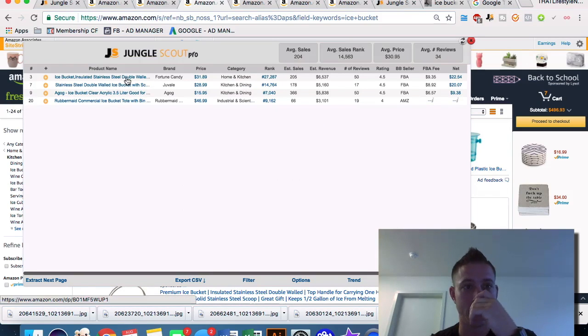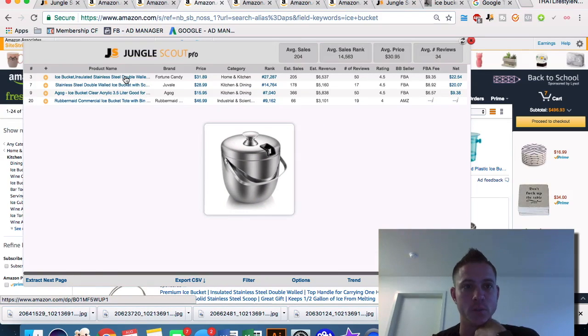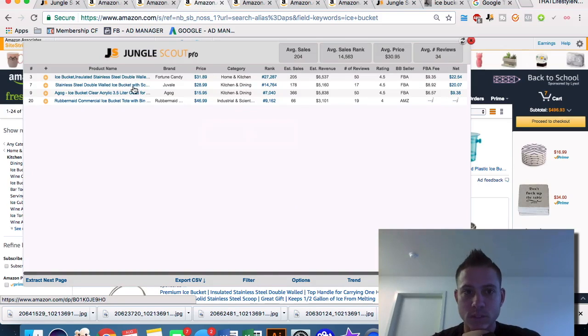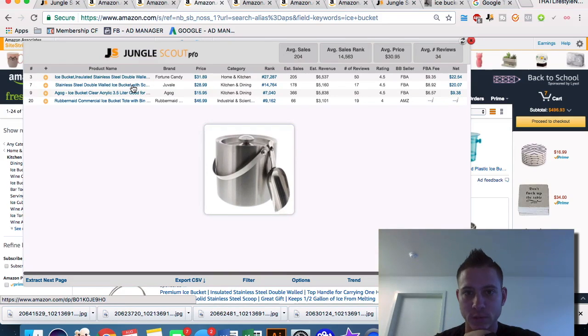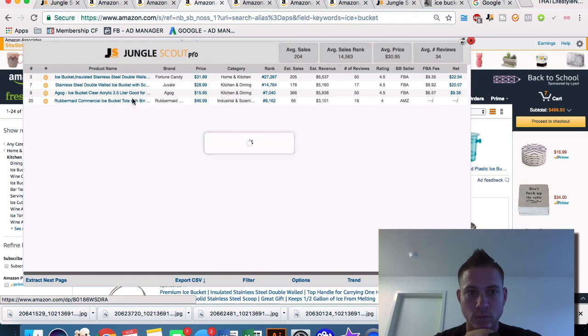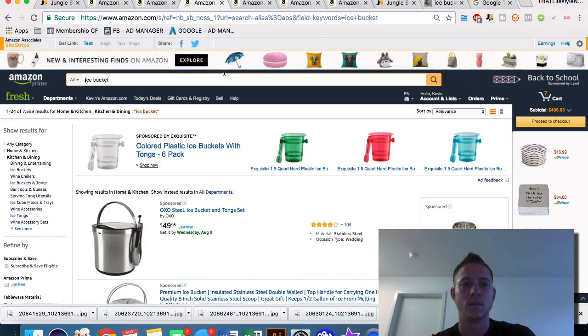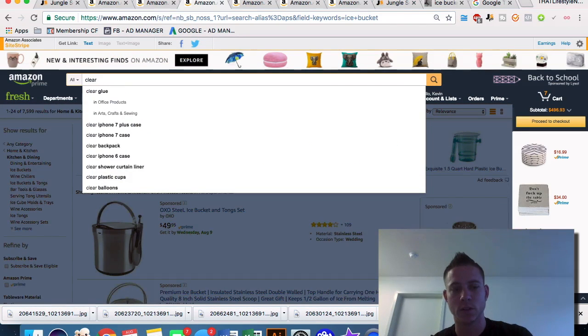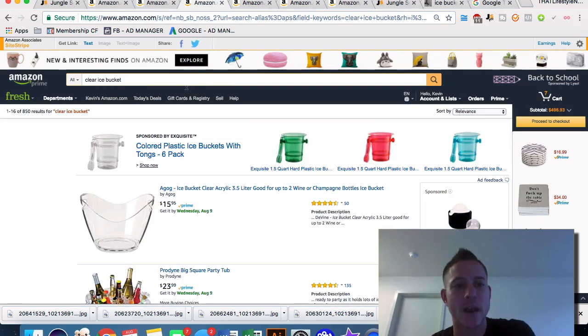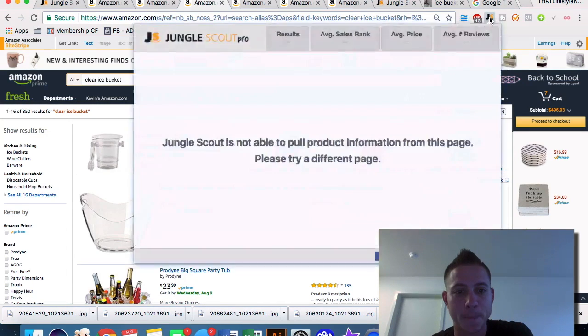So we can see here, ice bucket insulated stainless steel dual wall. It's almost $7,000 with 50 reviews. Clear ice bucket, this is an interesting one. None of those numbers were particularly impressive though. Let's go clear ice bucket, and we'll also try black ice bucket and see if anything looks more interesting.